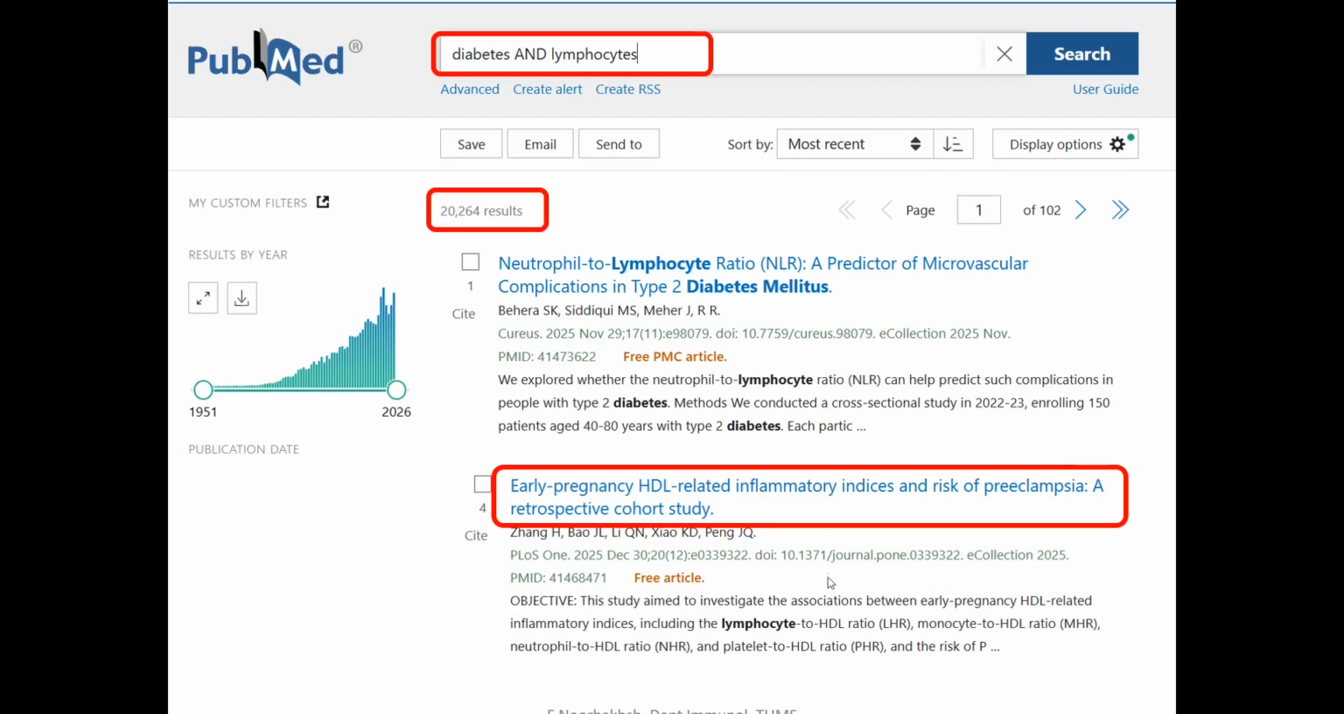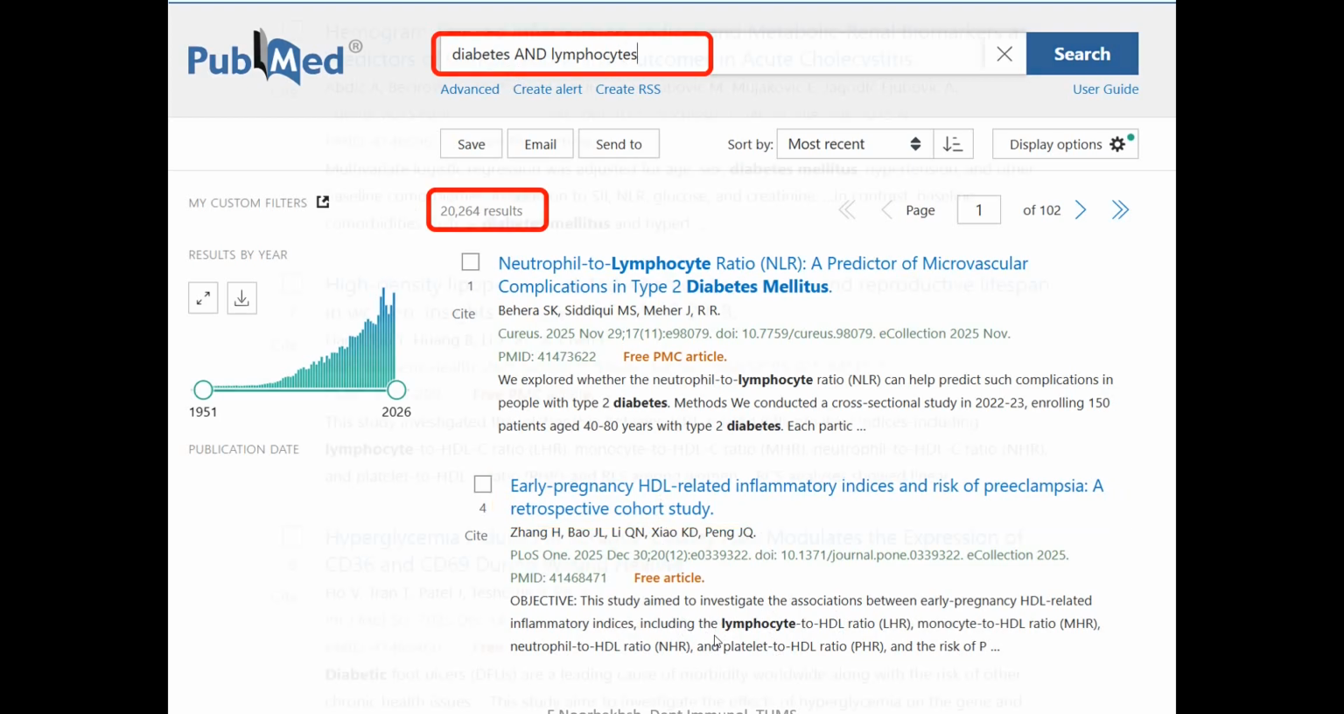So how come this particular paper has been retrieved? Well, because I haven't specified where I want diabetes to be located and where I want lymphocytes to be located. It could be in the title, it could be in the abstract. As you're seeing, there is a lymphocyte in here. It could even be in MeSH terms. So it would still be retrieved, but it's not directly related to the role of lymphocytes in diabetes.